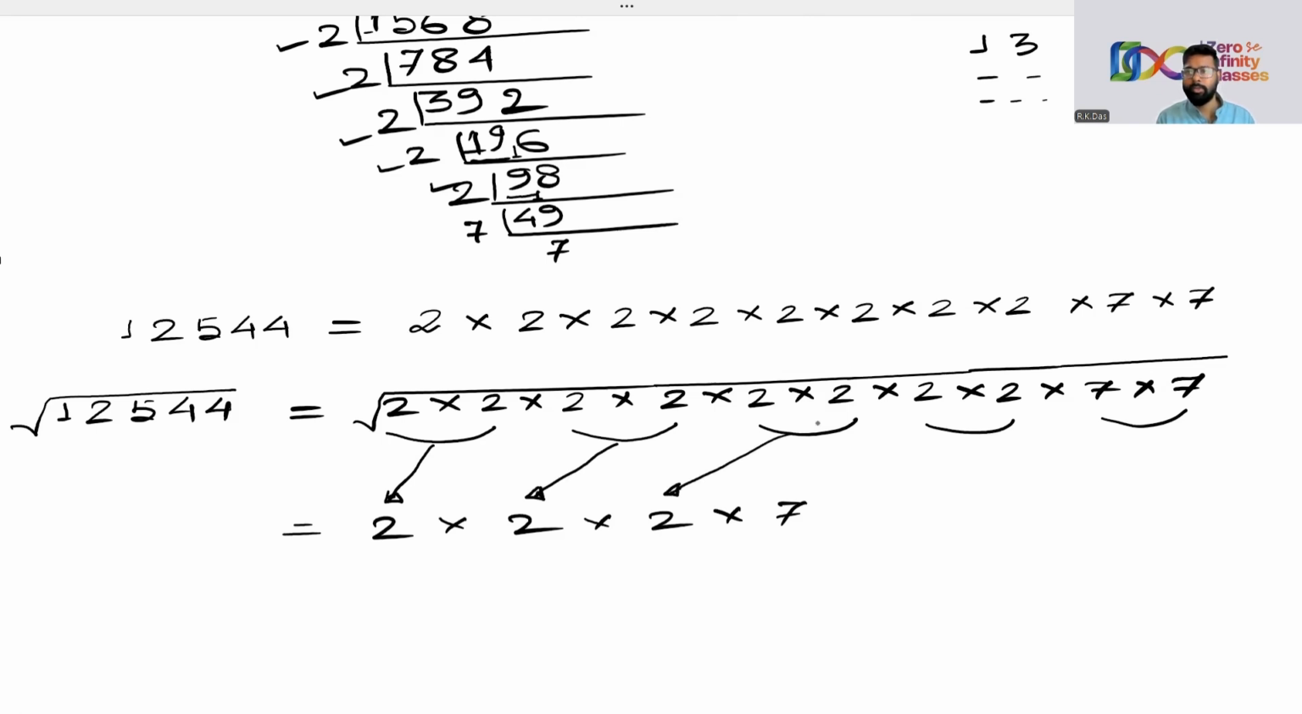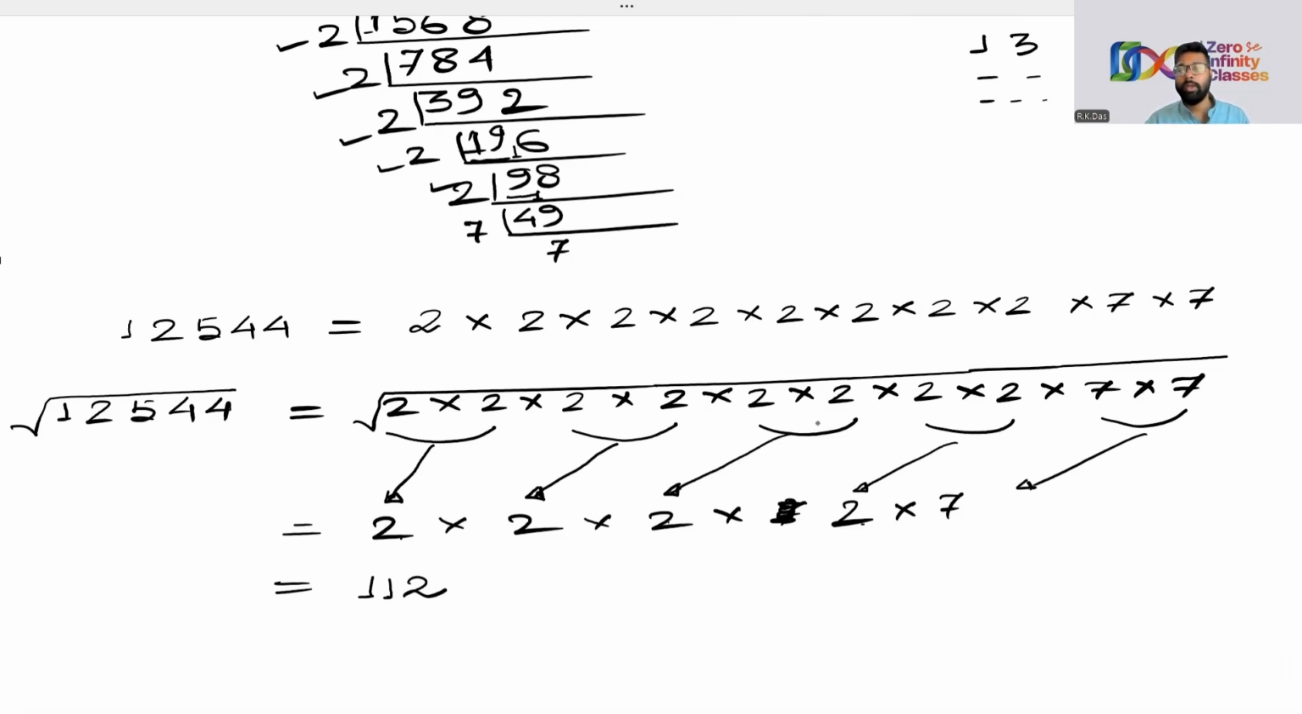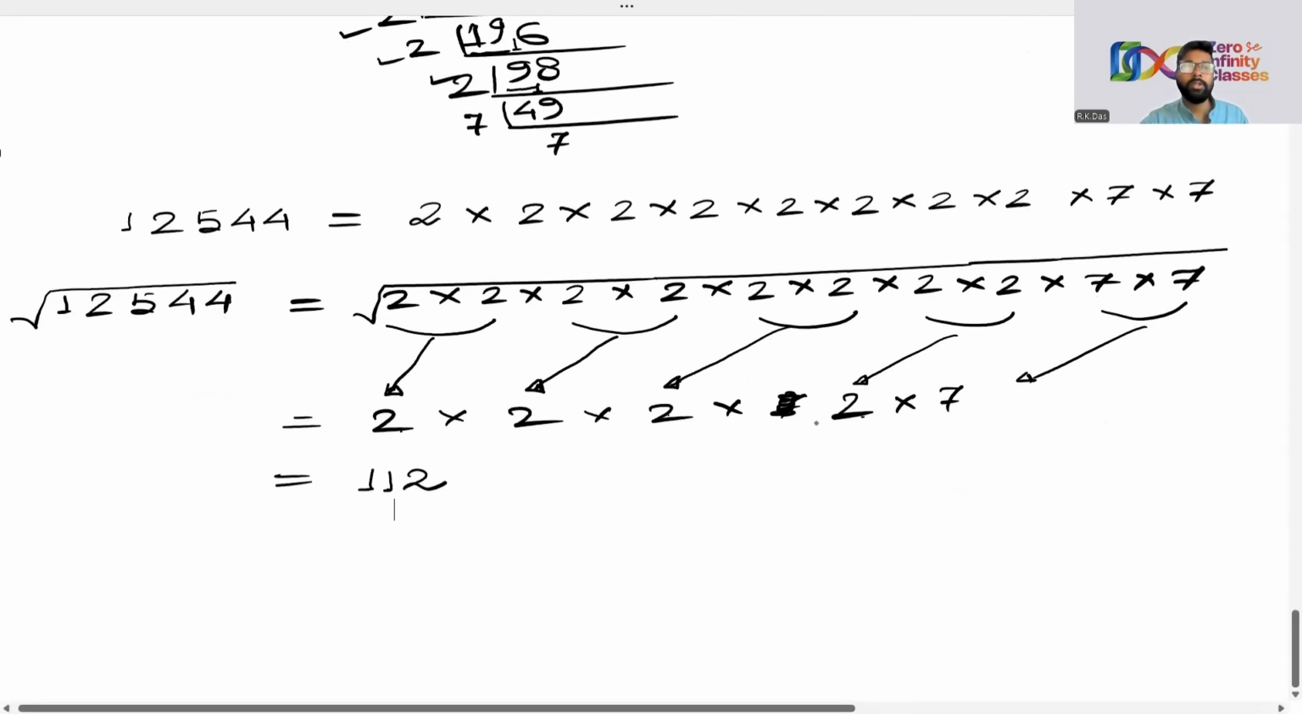I think I missed one 2. I have to write another 2. This will be 2. From this, we are getting another 2. And from this 7, we are getting 7. So 2 times 2 is 4, 4 times 2 is 8, 8 times 2 is 16, and 16 times 7, 16 times 6 is 96, plus 16 is 112. Yes, 112. Perfect. So from this, we can see that the square root of 12544 is what?